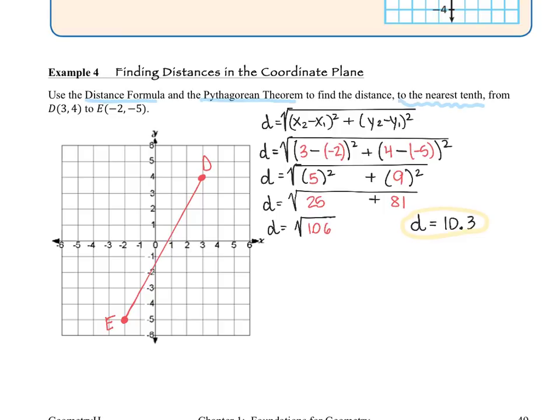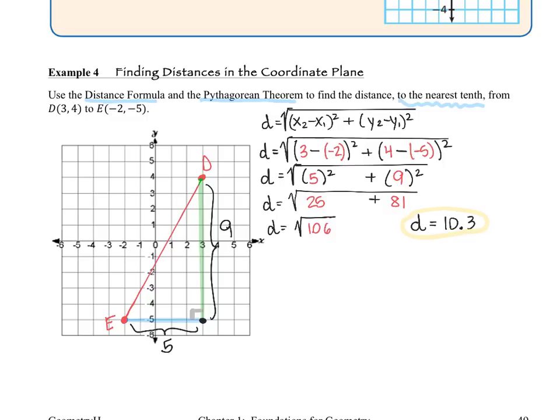Now it's time to try out the Pythagorean theorem. So the first thing that we need to do is to make our right triangle. We've got our right triangle now, and we need to determine the distance between the point E and this right angle and point D and that right angle. So we're going to count how many units it is, and we have 5 units in this direction. And in this direction, when we count, we find that we have 9 units.